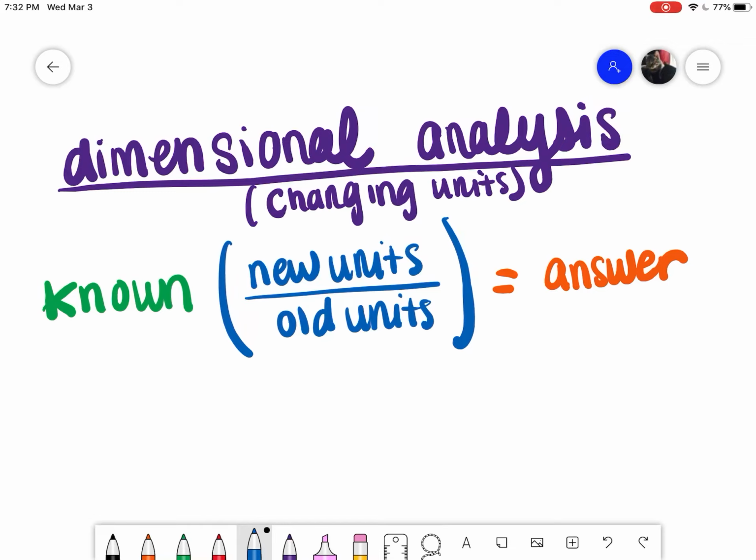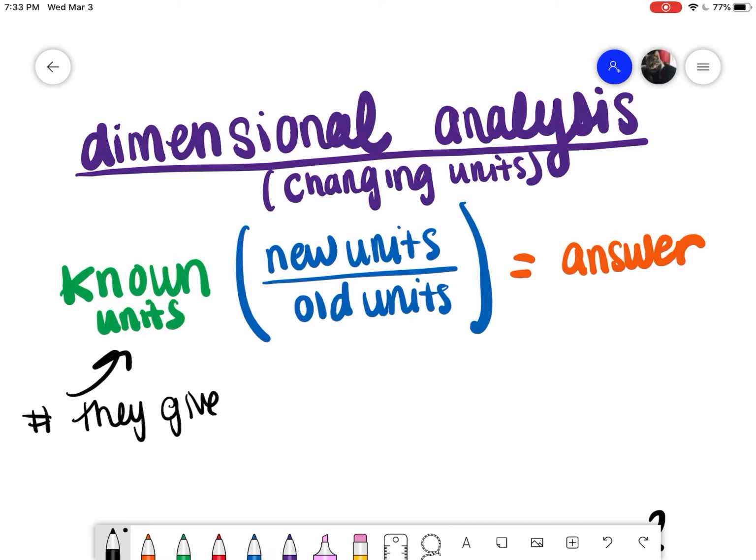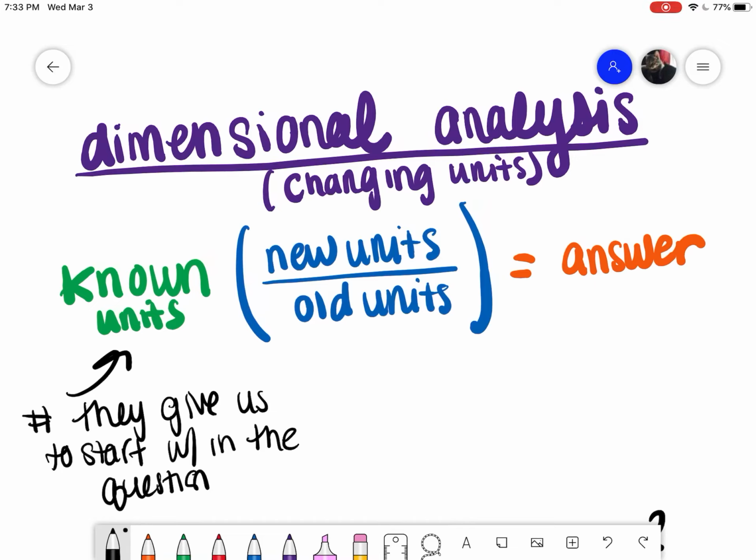So how many inches is 1.5 centimeters? And so on. Before we begin, we are going to look at the formula for dimensional analysis. Our known units are going to be the number they give us to start with in the question. So if the question is, how many centimeters is 1.5 inch? That 1.5 inch that they give us is going to be that known unit.